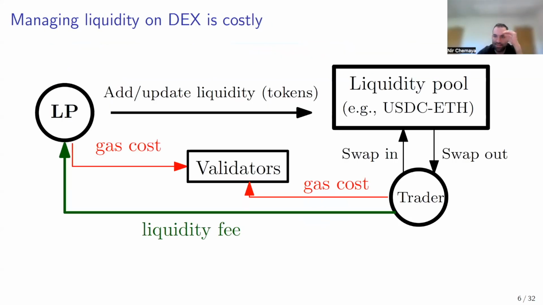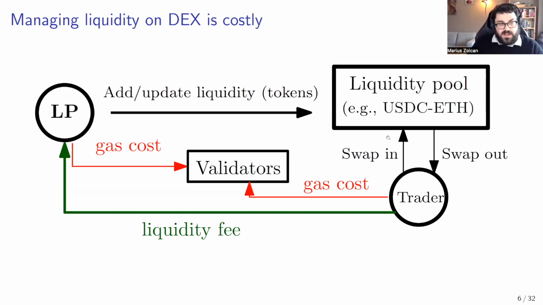Okay, nice, thanks. So managing liquidity, especially actively moving your price range, is costly. This is a simple schematic of how the liquidity pools work. You have liquidity providers, they will add tokens to a liquidity pool, right? So if you want to provide liquidity in USDC-ETH, you will typically add both USDC and ETH. A trader will come and, for example, want to buy ETH. They will add USDC to the pool and take ETH, and then they will pay a liquidity fee to the liquidity provider, which is the compensation for providing liquidity, right?